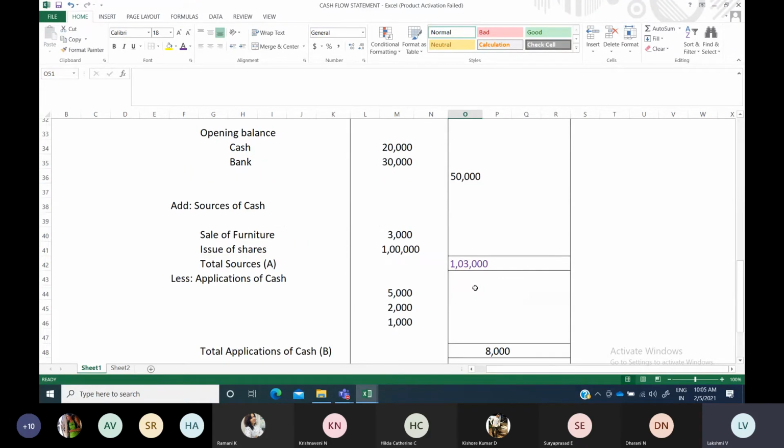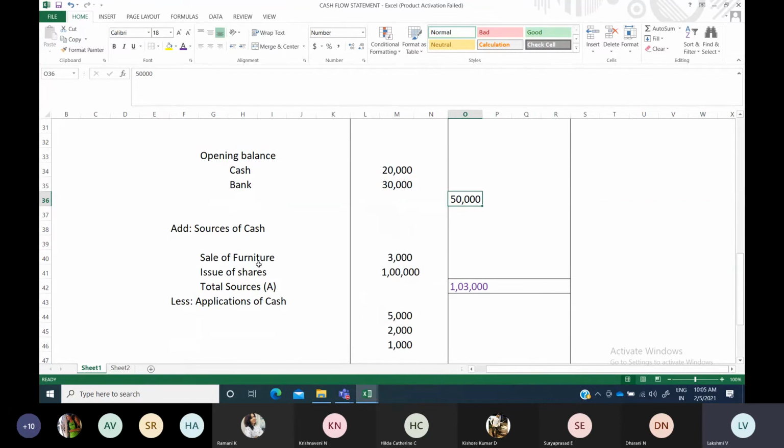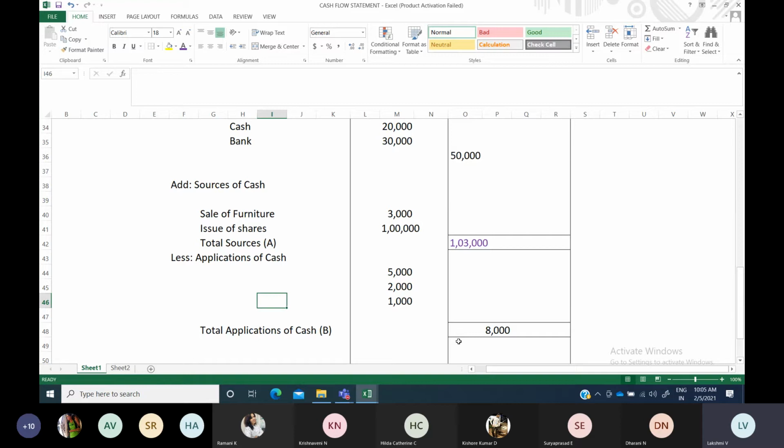It should start with opening balance that you can obtain from the question. If you have only cash you will take that. If bank is there, bank also you will take, and both you will add together. All the sources you will mention as usual, the same way you did for the fund flow statement. And application of cash, all the things whatever there, that also you will mention, and you will find out what is the application of cash.